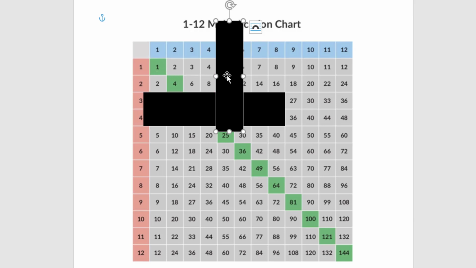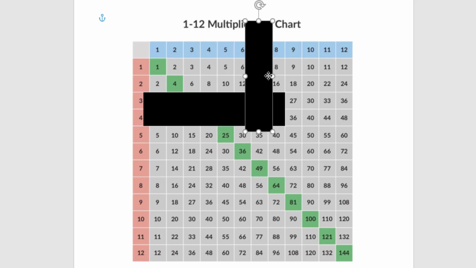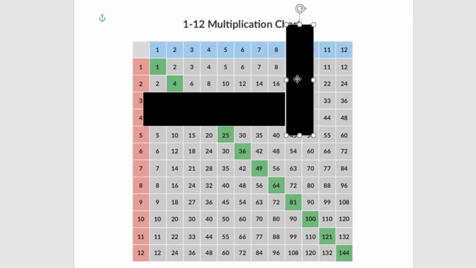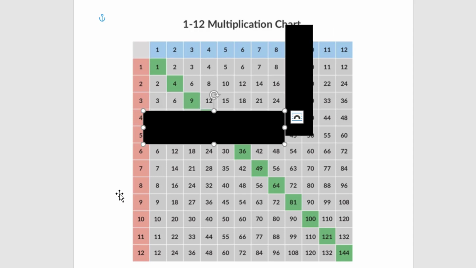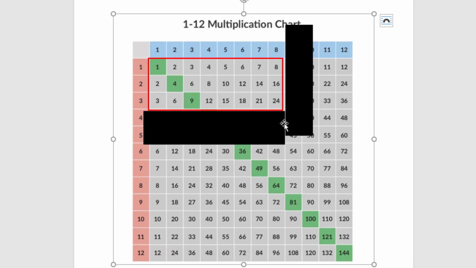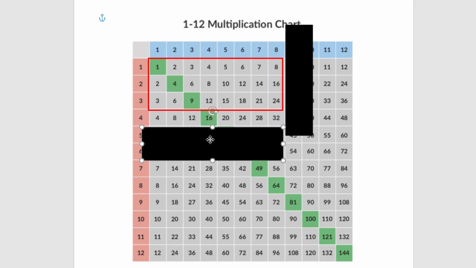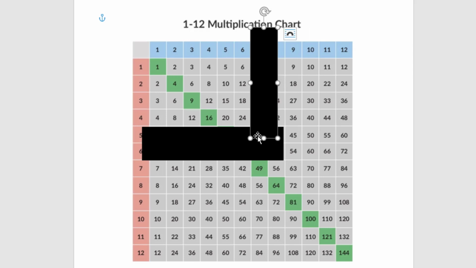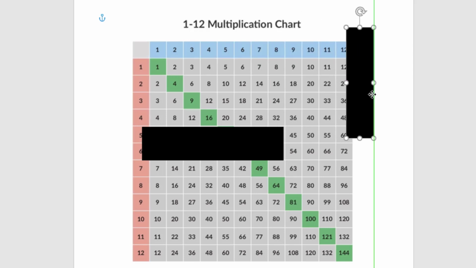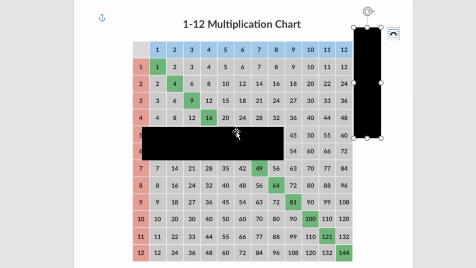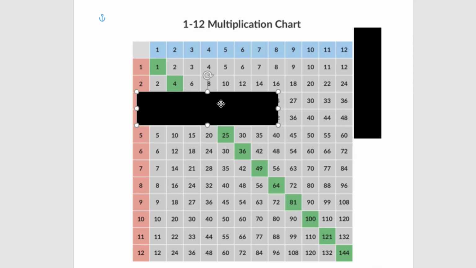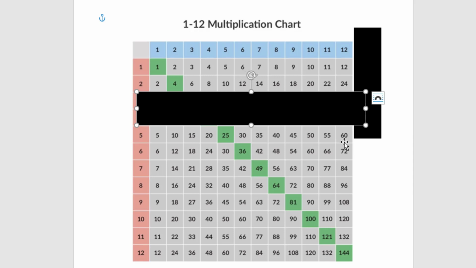One number that has lots of different ways to make it is the number 24. I could make 24 by 1 times 24, obviously, but I could also do 8 times 3. Or I could do 4 times 6. Or I could do 12 times 2.